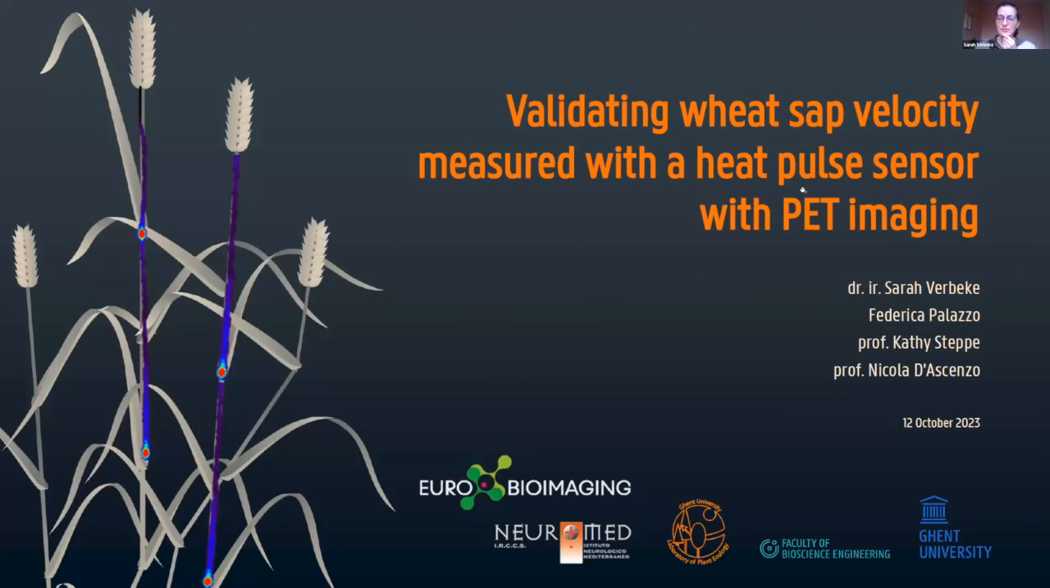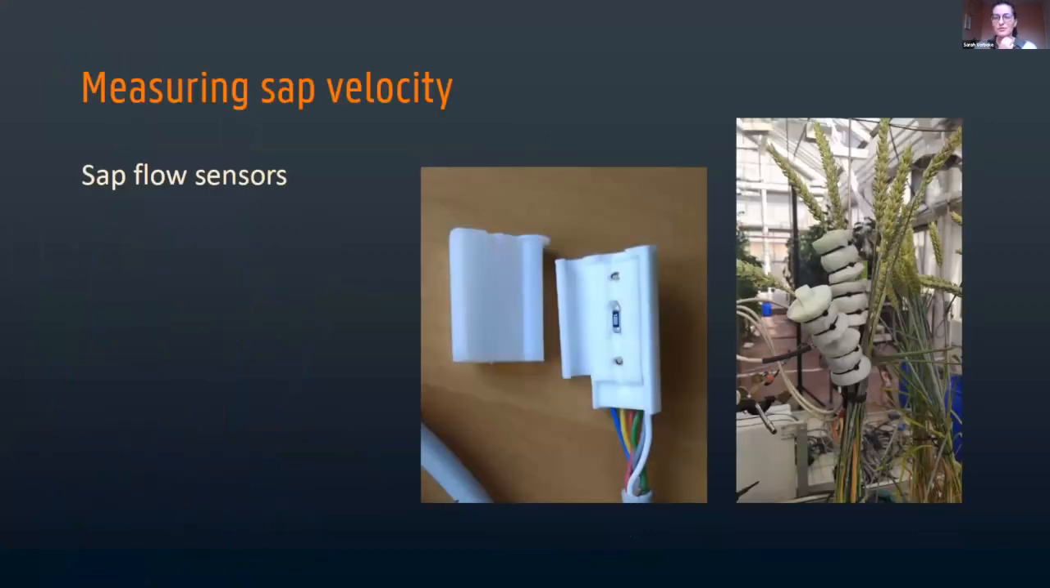To present the experiment that I did at the NEUROMED Institute in Italy during my research stay there in terms of the PETAL project. So what we did in short is that we looked at the sap velocity with two methods. First, a heat pulse sensor that I brought from Ghent University, and then the PET scanner that was available at the NEUROMED Institute. And because I think most of the audience here is familiar with PET imaging, I'm going to focus the introduction on the sap flow sensor that I used.